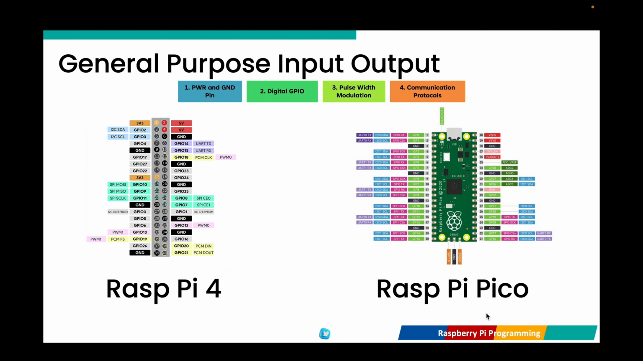Raspberry Pi 4 has a more structured GPIO layout with dedicated 5-volt pins, hardware PWM, and I2C, SPI, or UART channels, whereas the Raspberry Pi Pico has more flexible pin assignments, supports analog input ADC, and introduces programmable I/O (PIO) for custom communication protocols.